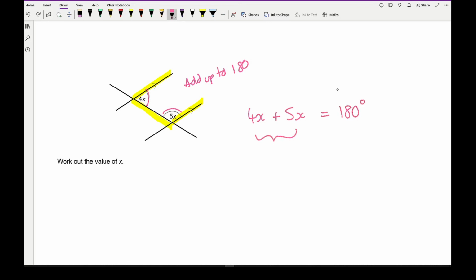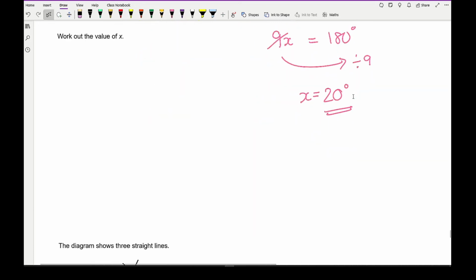Now 4x plus 5x is 9x. So something times 9 equals 180. Well, if I divide that by 9, then I'm left with x equals 20. So x equals 20 degrees. Now a question might ask you to find out what these two angles are. So 4 times 20 would be 80, and 5 times 20 would be 100. So if a question did ask you to work out the size of those two angles, then you would substitute in your x value and you would get the actual answer of those two angles.